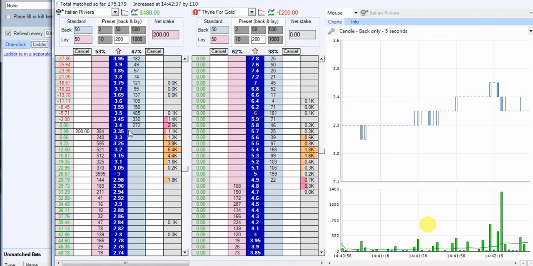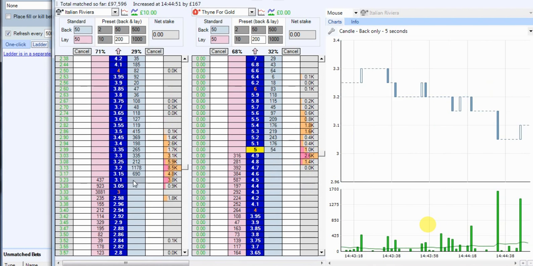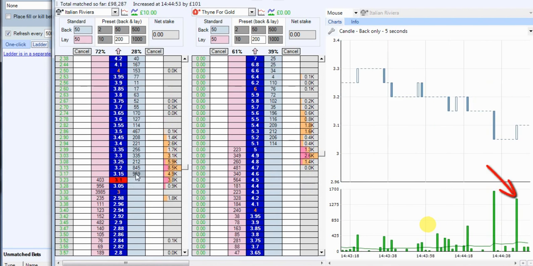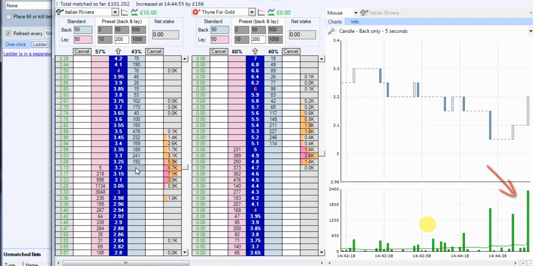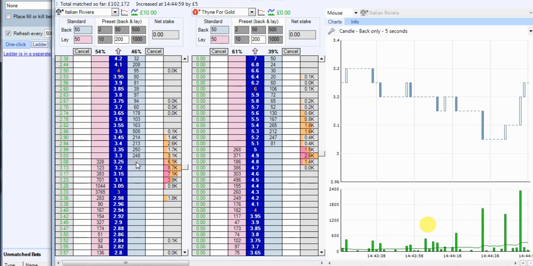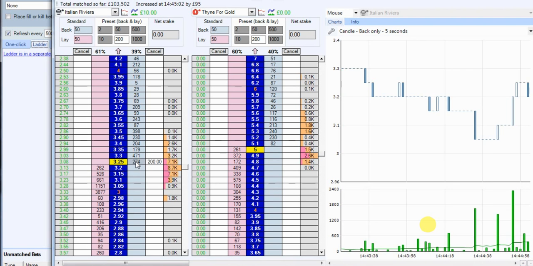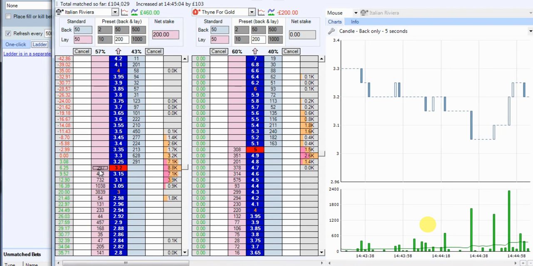Okay, the price has dropped and the lay trade's been taken, and you can see on the candle chart a bulk of liquidity came into the market, which meant the price dropped. So we're currently at a profit of £3.03. You could see on the lay side the price started to drop, the liquidity started to reduce, and the same happened there. So I've placed a back trade, placed a lay trade, and again we've made an additional profit.